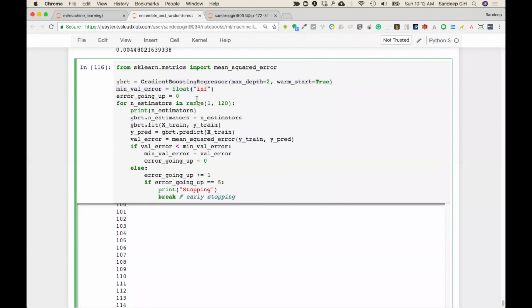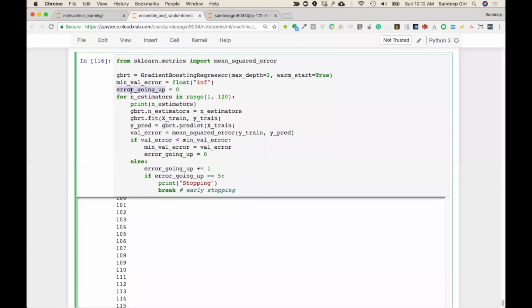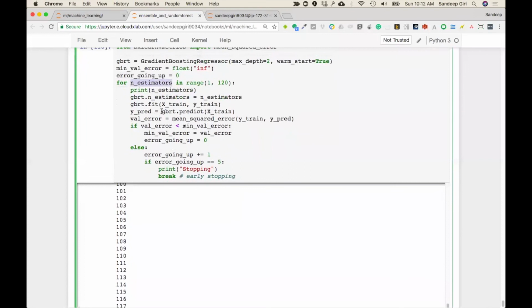Okay, so we are saying that the error going up is 0, and this is the variable that we are using in order to track for the last how many times the error has been going up. So this code did not enter the else block as such, right? The number of estimators goes from 1 to 120, and here it's setting the number of estimators and then calling the fit.